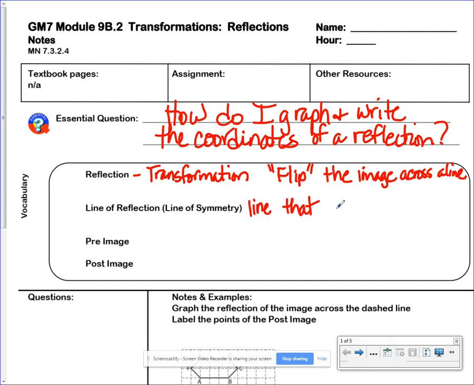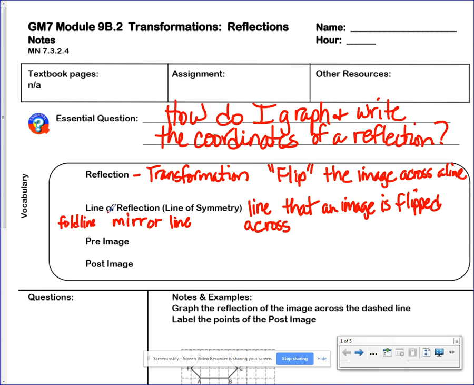That the image is flipped across. Sometimes we also call it a mirror line or a mirrored image. And frankly, sometimes I also call it a fold line.